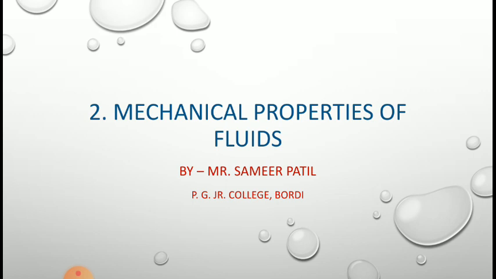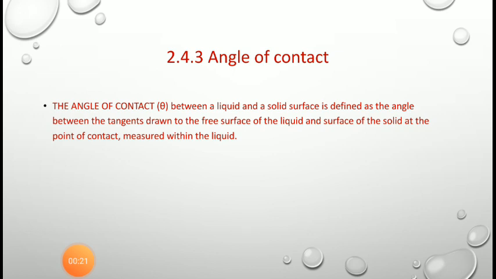In this chapter, Mechanical Properties of Fluid, today we are going to start another topic, which is angle of contact. When a liquid surface comes in contact with a solid surface, it forms a meniscus, which can be either convex or concave.